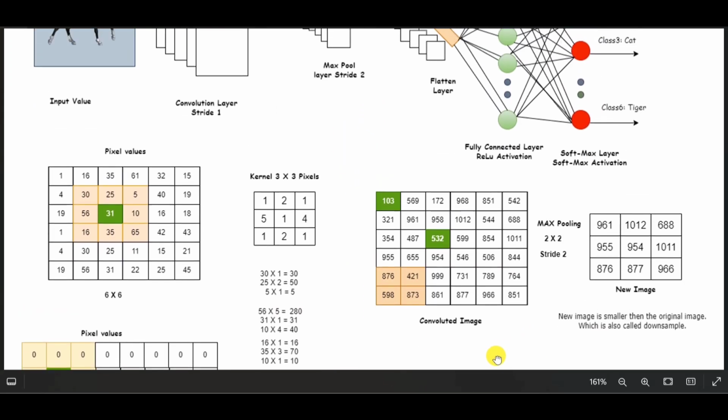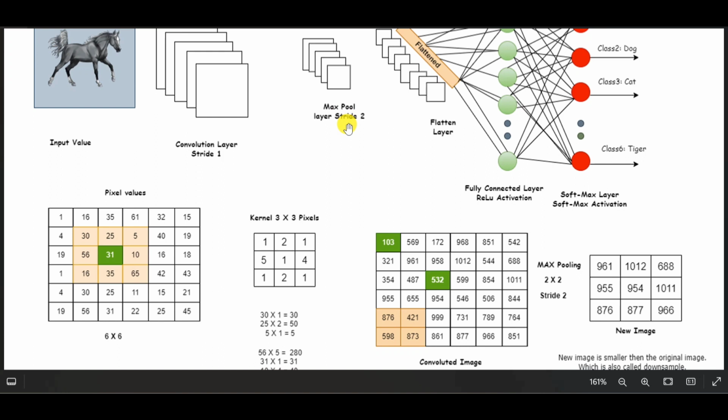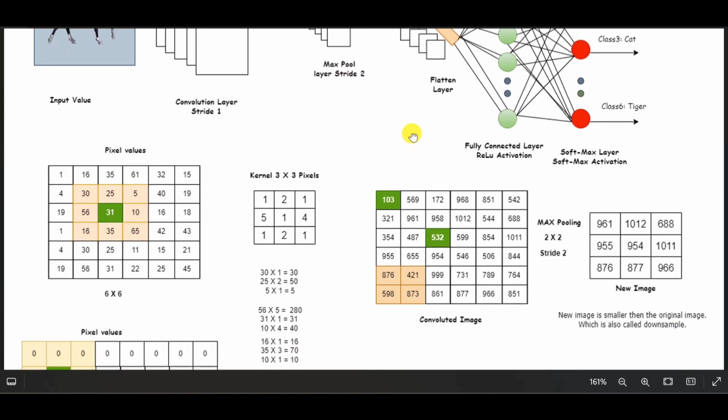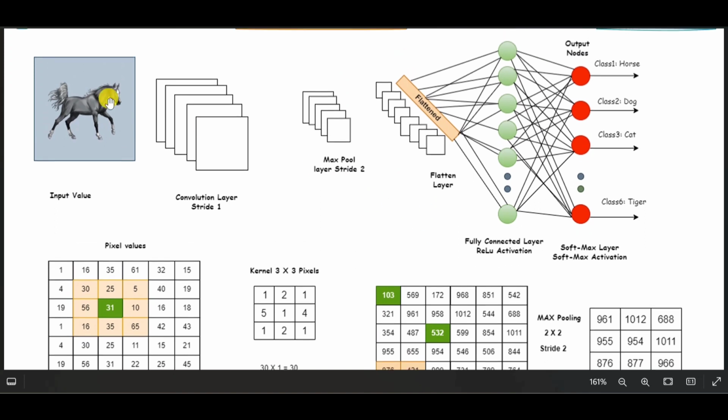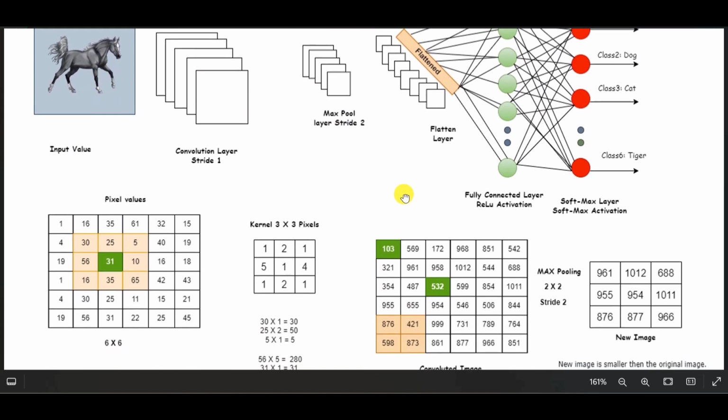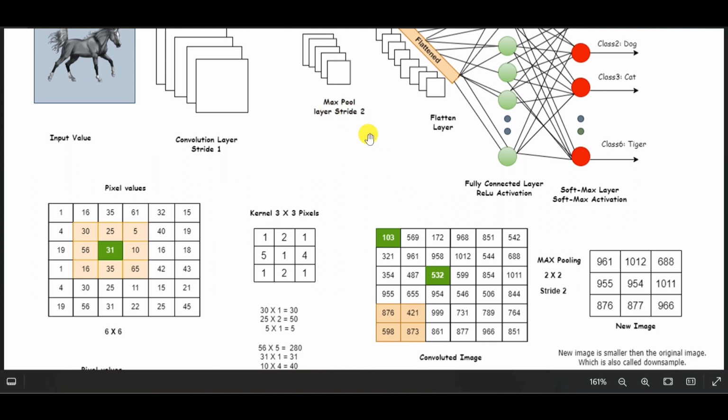All right guys, so now we see that the next layer is max pool. Now we see how we can apply the max pool. Basically pooling is the process where we reduce the size of the original image. Now there are two kinds of pooling. One is average pooling and the second one is max pooling.